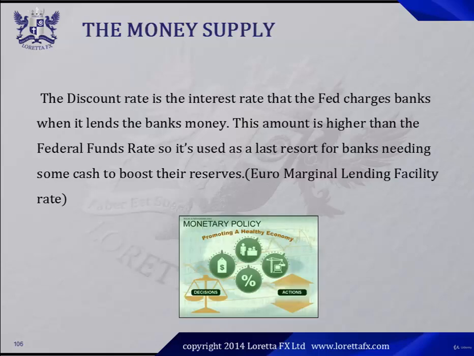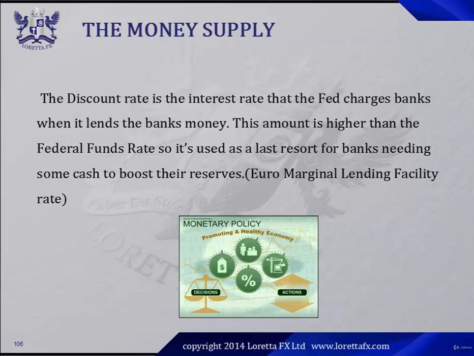Now, the discount rate is the rate that the Fed charges banks when it lends the banks money. And this amount is higher than the federal funds rate, so it's used as a last resort for banks needing some cash to boost their reserves. Now, the discount rate is the same as the European marginal lending facility rate.